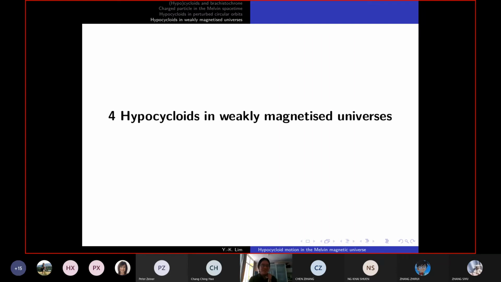Okay, good. So let's talk about the last part, and it is the more interesting part. The least trivial part is this one: the hypocycloid in the weakly magnetized universe.